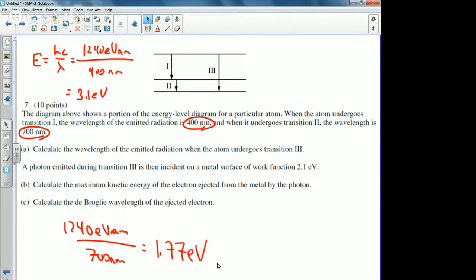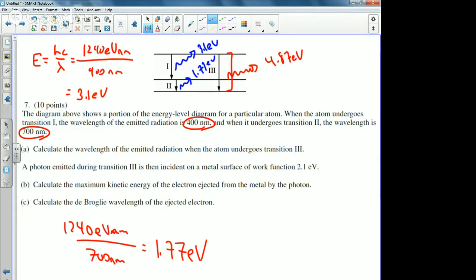Okay, so that means that during jump 1, it gives off 3.1 eV. During jump 2, it gives off 1.77 eV. So how much energy does jump 3 give off then? In this case, just add them all up. It has to give off, it's terrible that I use red because it should be a higher frequency, but whatever, 4.87 electron volts. So what's the wavelength of that?